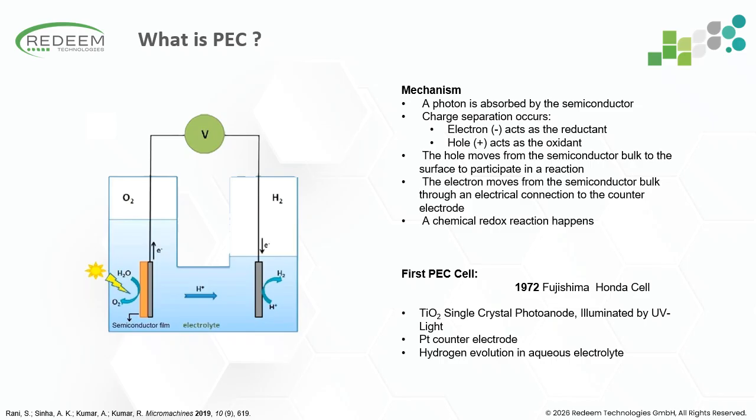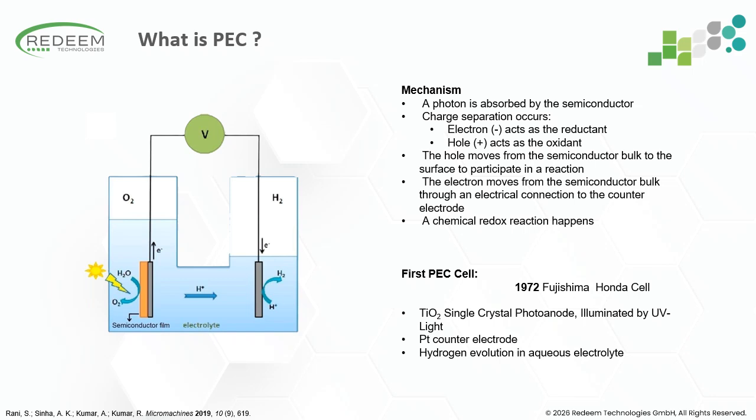Here we have a semiconductor photoelectrode, and it is immersed in an electrolyte, and when sunlight strikes the semiconductor, a photon with sufficient energy is absorbed and creates an electron-hole pair. The hole, which is the positive charge carrier, migrates to the semiconductor surface, where it drives an oxidation reaction. In this example, water is oxidized to oxygen.